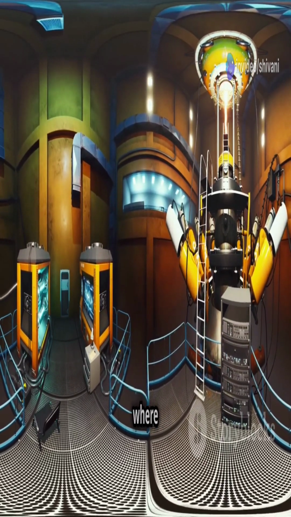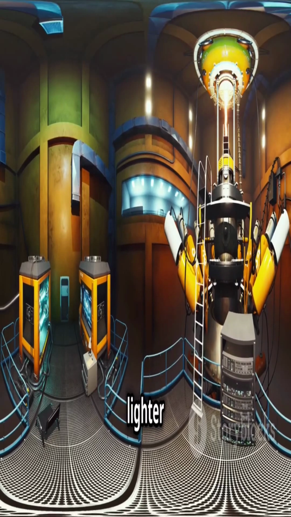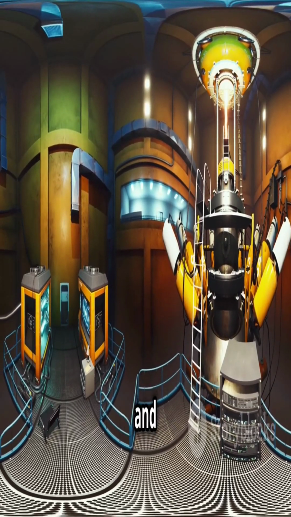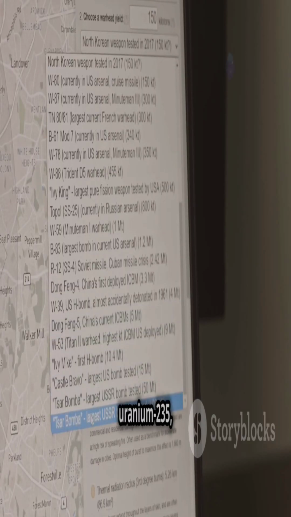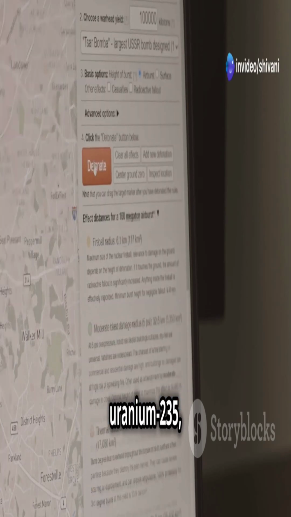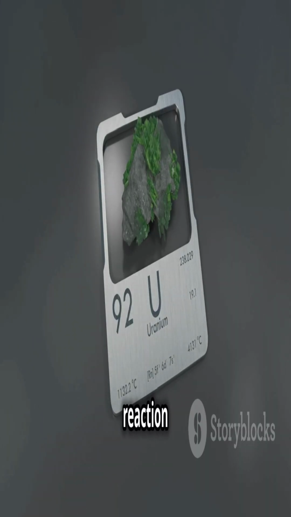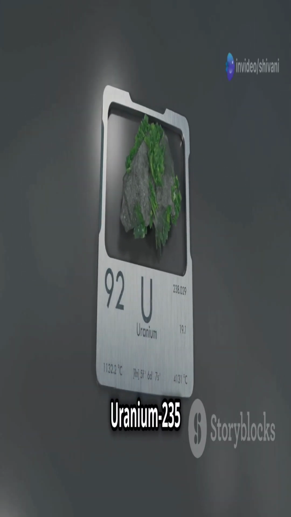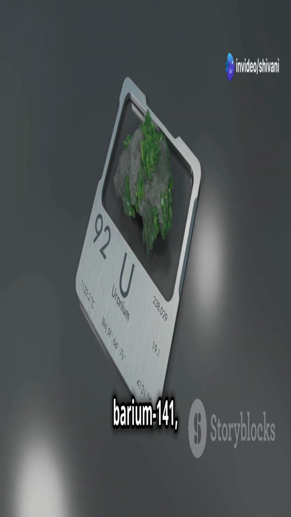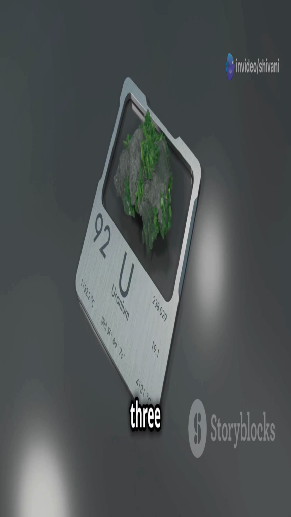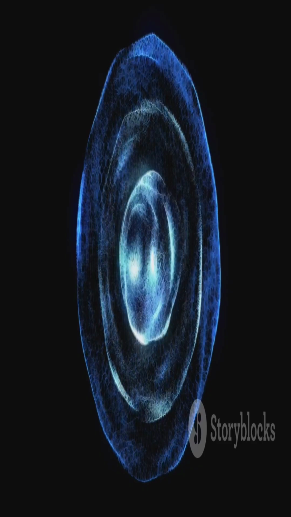Nuclear fission is a process where a heavy nucleus splits into two lighter nuclei, releasing energy and neutrons. For example, uranium-235, when bombarded with a neutron, splits into barium-141 and krypton-92, along with 3 neutrons and a significant amount of energy. The reaction can be represented as uranium-235 plus a neutron yields barium-141, krypton-92, 3 neutrons, and energy.